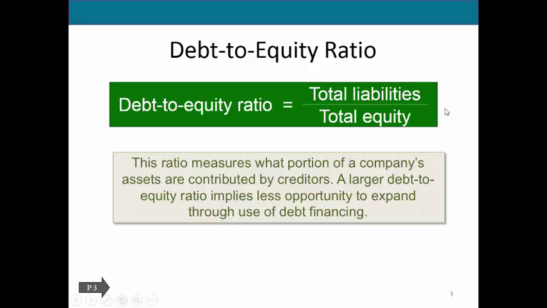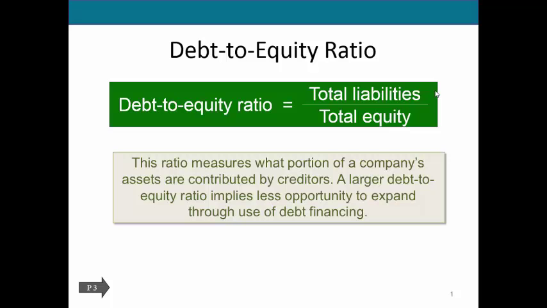So technically, liabilities or debt is more risky because it becomes a fixed cost. Once a company gets into a debt contract, they're legally obligated to make those payments. So a higher debt to equity ratio can signal that a company is less flexible because they have specific payments that they're required to be making in the future.